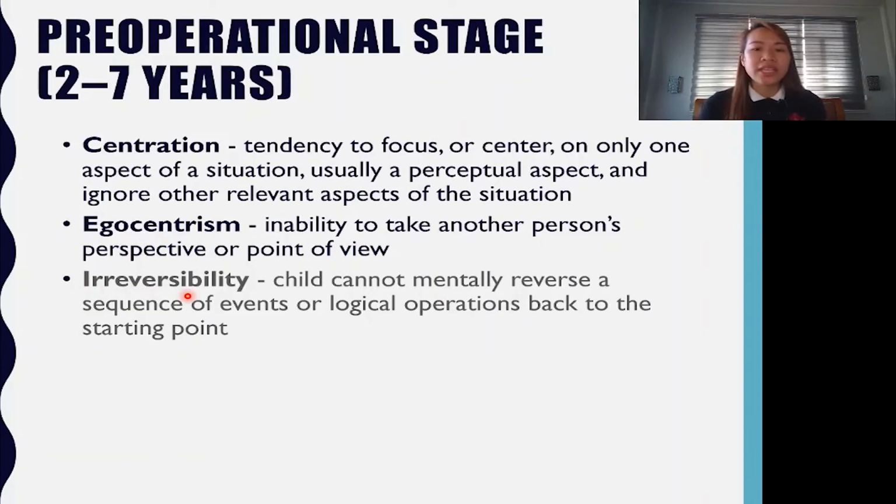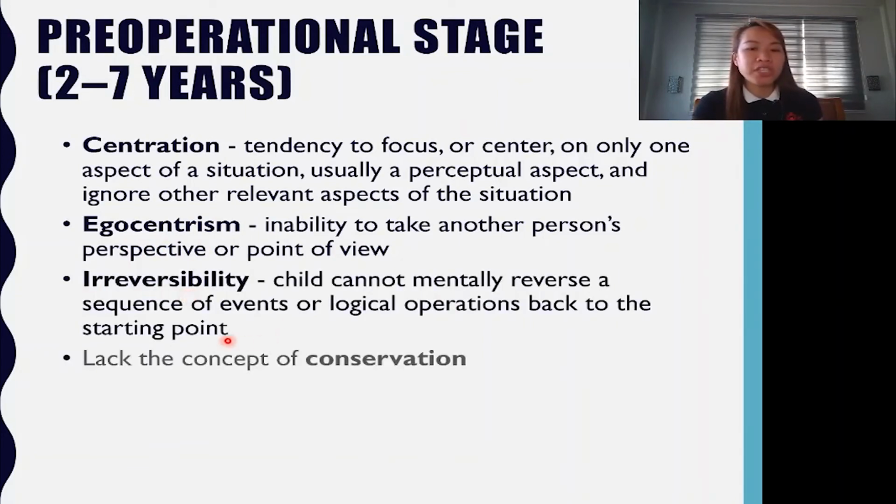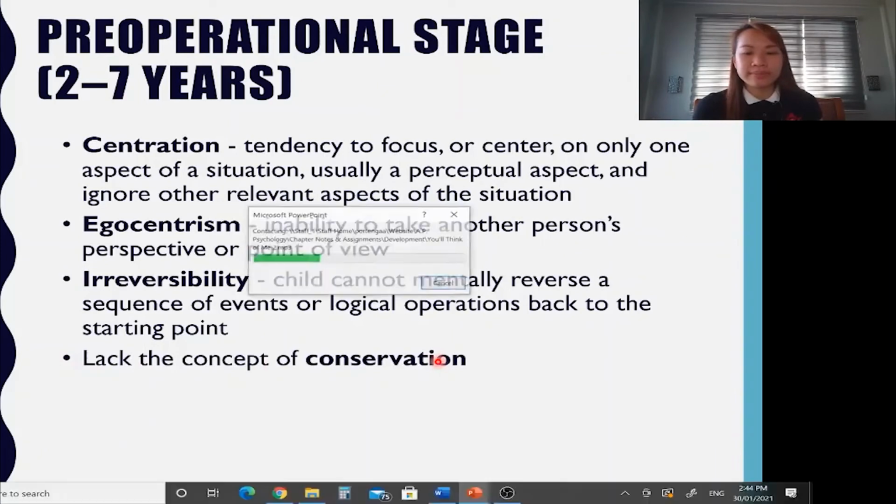Irreversibility. The child cannot mentally reverse a sequence of events or logic operations back to the starting point. So in 2 to 7 years old, for example, if something was broken, they do not have the logic to mentally reverse it or the sequence of events. Or for example, if they went from one point to the other, they cannot reverse that thought yet. And they lack the concept of conservation. What is conservation?